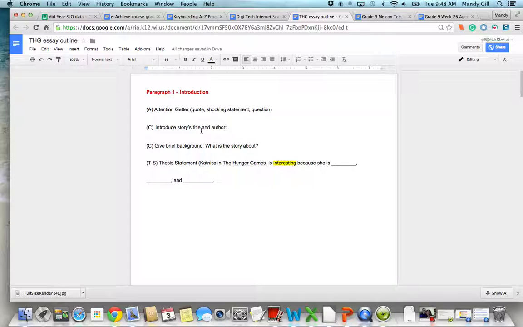So one more time, quickly, attention getter, get that reader to want to keep reading. If I had to lay out all 30 or 40 papers that I get, is your paper the one that's going to get me to want to read it first? Is it going to be like the best attention grabber ever? I hope so. Next, introduce the story's title and author. After that, give me just a 1 or 2 sentence background. Here's what the story is really about. And finally, your thesis statement, the most important sentence of your entire essay. It tells me what you're going to be writing about and what order you will be writing about that in.